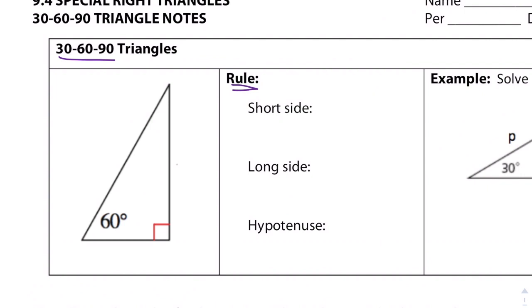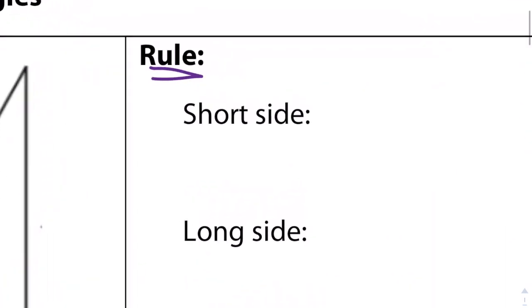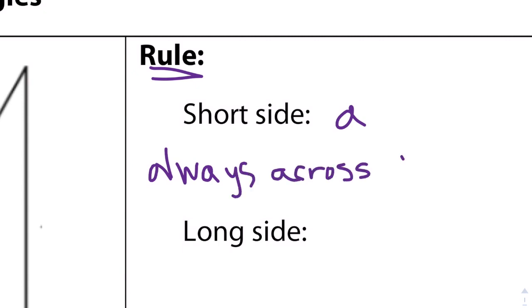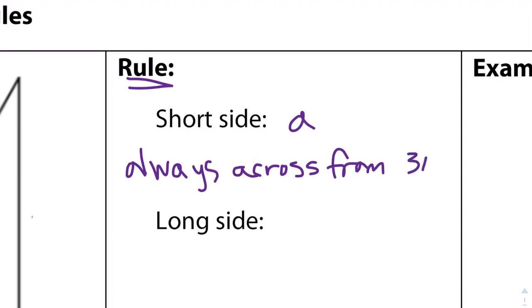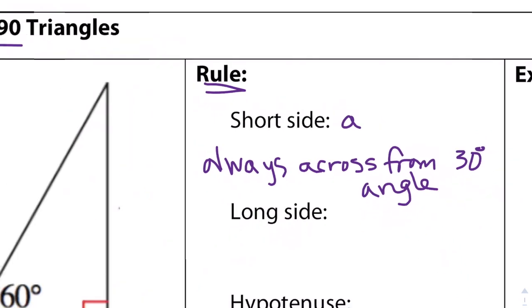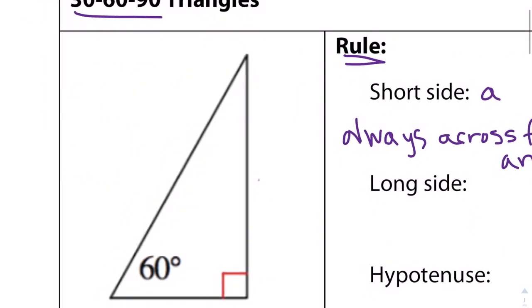angles. What we're going to do, guys, is we're going to call the short side little a. And just so you guys know, the shortest side is always across from the smallest angle, which is the 30-degree angle. So that would be this one right here. We'll call that little a.